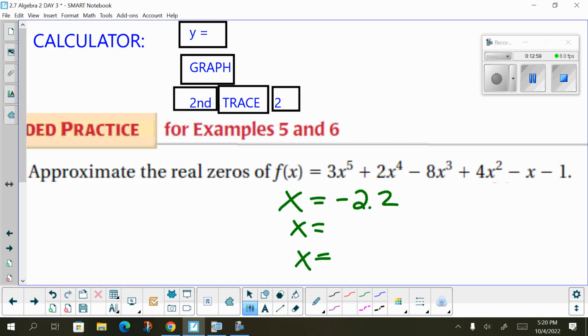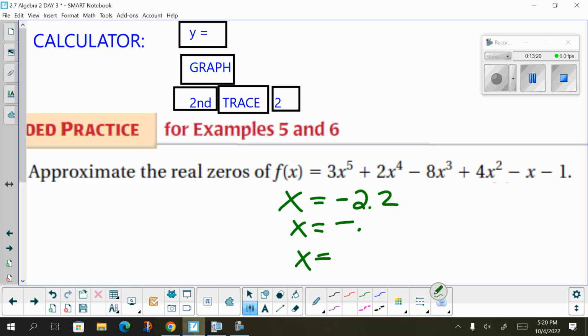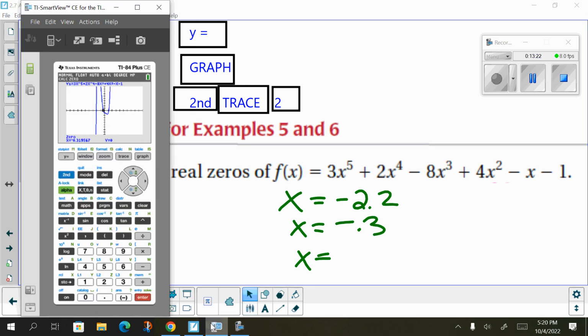There's 2 more solutions, so I'm going to use that process 2 more times. Second, trace, 2. A good left bound for my next answer would be -1, and a good right bound would be 0. So my calculator is now searching between -1 and 0 for my second solution. Enter for guess. It's -0.3. And one last time for the third solution. Second, calc, 2. I'm going to make my left bound a 0 and my right bound a 2 because it kind of looks to me like it's between 0 and 2.